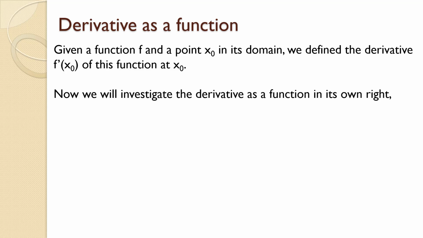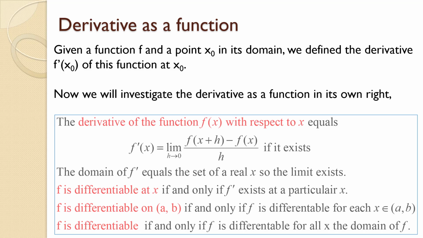We can now investigate the derivative then as a function in its own right, because we're really associating an x value, x0, with a slope. That's a function. So the derivative of the function f of x with respect to x equals f prime of x, and it's equal to this limit. Notice all I did was replace the x0 with x, because now we're thinking of that as a variable. The domain of the derivative then equals the set of all real values, just so that limit exists.